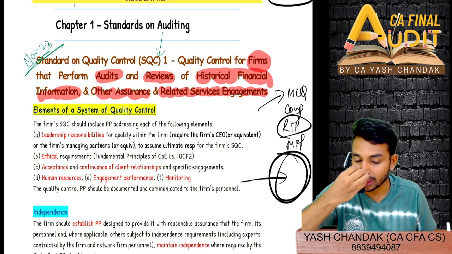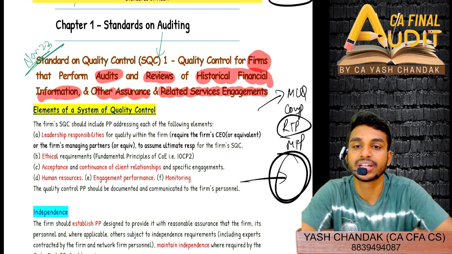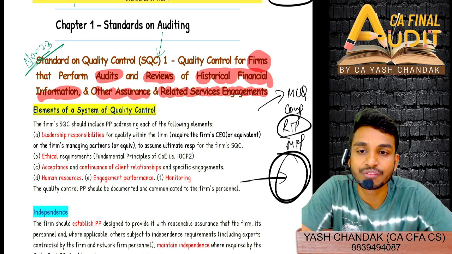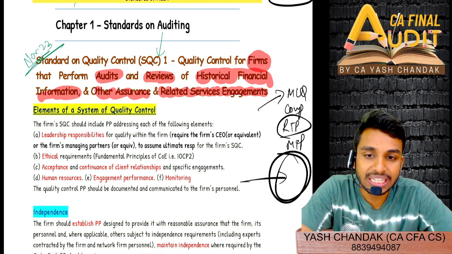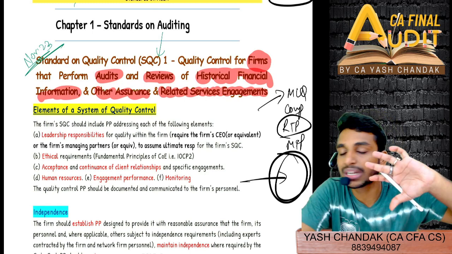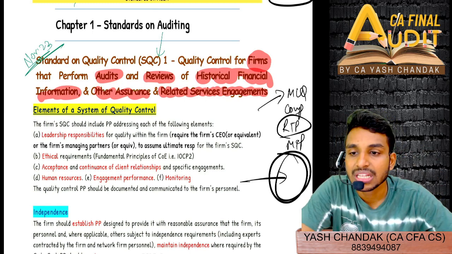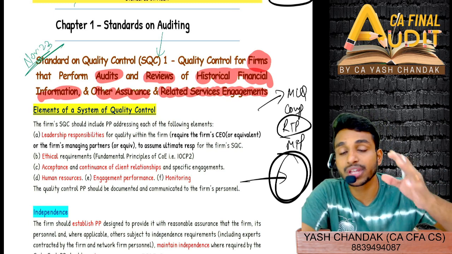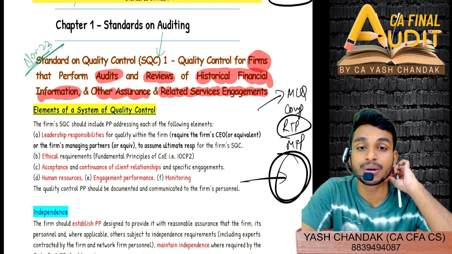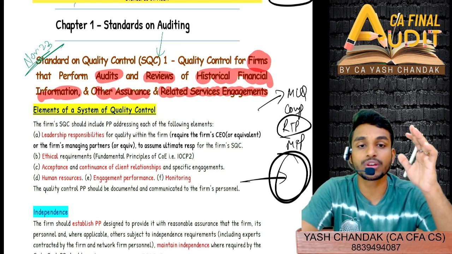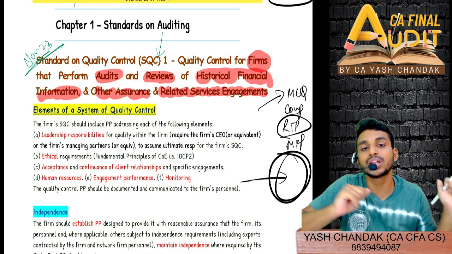So SQC1: quality control for firms that perform audit and review of historical financial information and other assurance and related service engagements. So the name is not that difficult to learn. You just need to be aware of what all services you provide as a firm. I told you they can be divided into assurance services and non-assurance services.